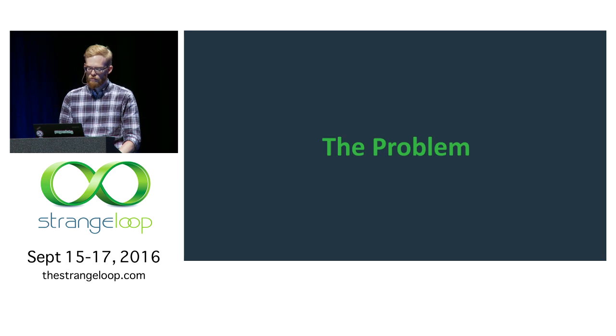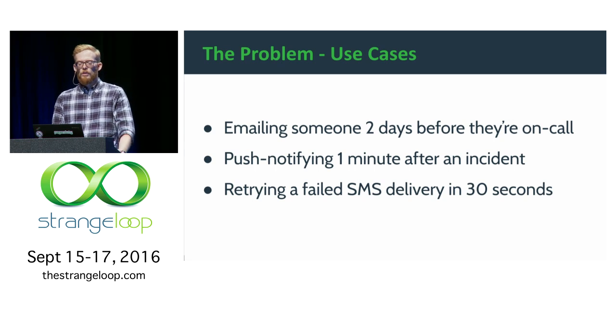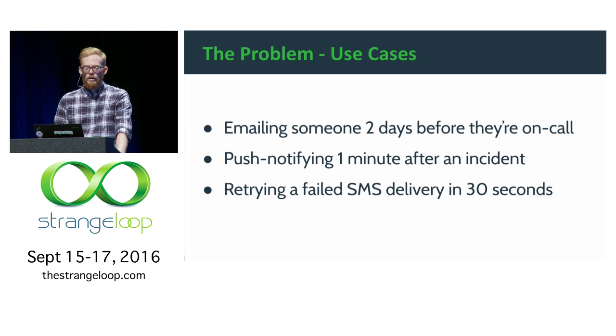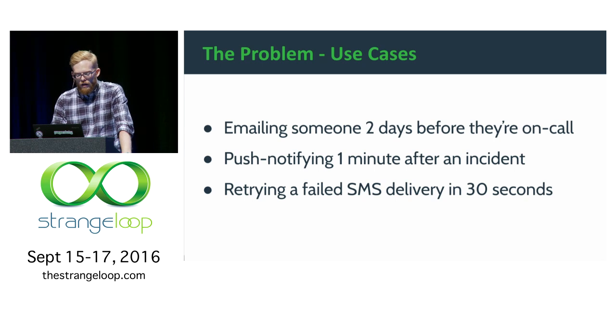OK, so the problem. In terms of the product, here are some use cases that we're trying to solve. Our system supports many types of notifications. If you're going on call, you might want some warning about that, and maybe you want it 2 days ahead of time, so you remember, don't party too hard. And then when you're actually doing your on-call shift, you need to be notified that an incident happened. We have very customizable rules for this. Maybe you want a phone call immediately, but you want a push notification 1 minute later to make sure that you're actually awake and out of bed.